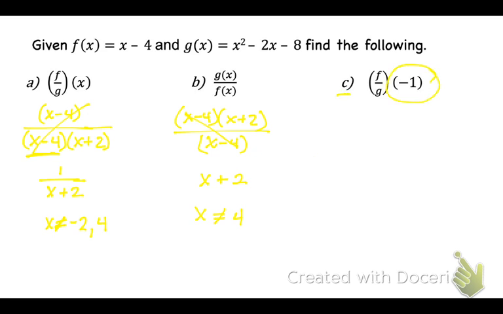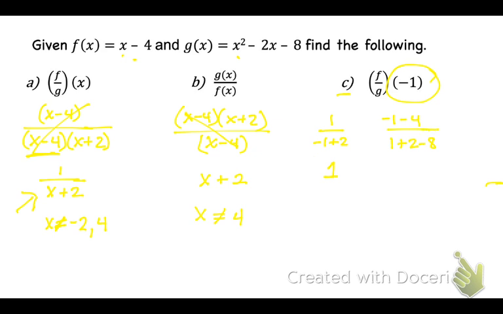Now, could I plug negative 1 in before I divide? Yes. Or I could plug it in after. Either one. So if I plug it in after, I get 1 over negative 1 plus 2. So I'm pretty sure I get 1. If I plug it in before, I get negative 1 minus 4 over 1 plus 2 minus 8.